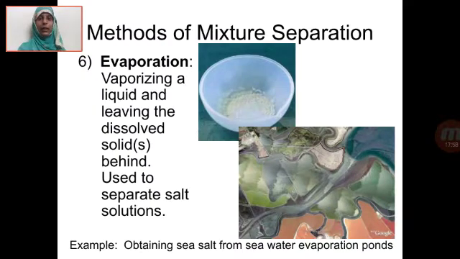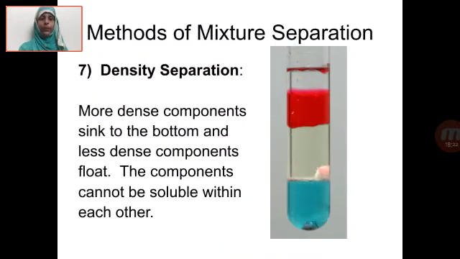Salt pans are made, sea water is collected in them, and when the sea water evaporates, the salt is left behind. The salt is filtered and processed, and it is turned into salt which can be consumed. We put it into our vegetables and cooked dishes, etc. So, that is how the process goes. Obtaining sea salt from sea water is an example of evaporation.